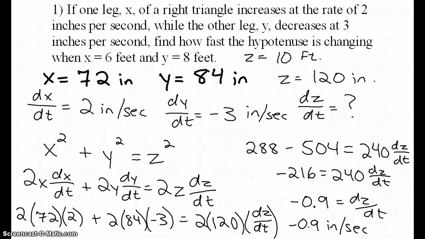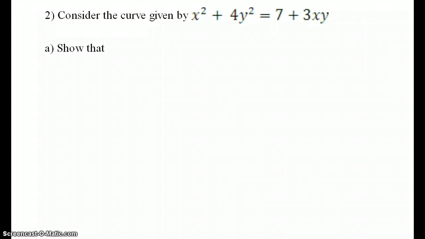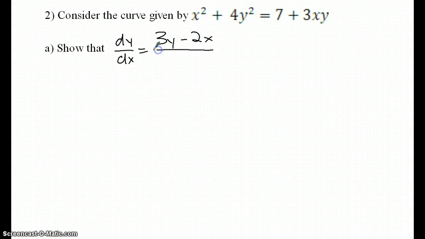Consider the curve given by x squared plus 4y squared equals 7 plus 3xy. And I couldn't get this to copy over, but it says to show that dy/dx equals 3y minus 2x, all divided by 8y minus 3x. Okay, so we're going to derive implicitly.